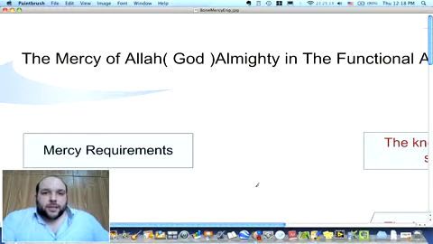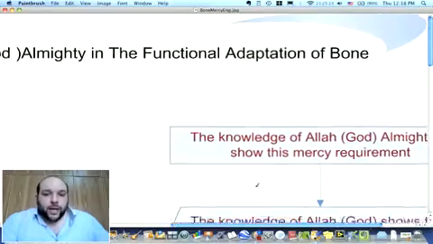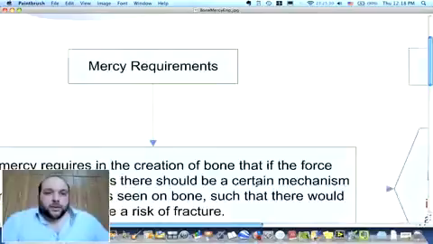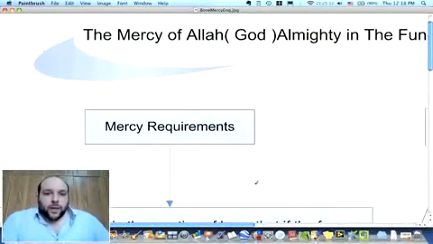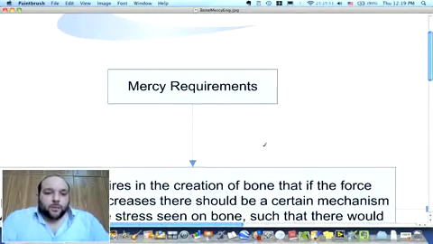The title of this presentation is The Mercy of Allah God in the Functional Adaptation of Our Bones, as explained in one flow diagram like the one you see on the screen. So, brothers and sisters, to start with, we will learn in this flow diagram why Allah God Almighty linked His name, the quality of mercy, in the last revelation to people, the Quran. So the first verse of the Quran starts, in the name of Allah God, the most compassionate, the most merciful. So let's start with the example of our bones.